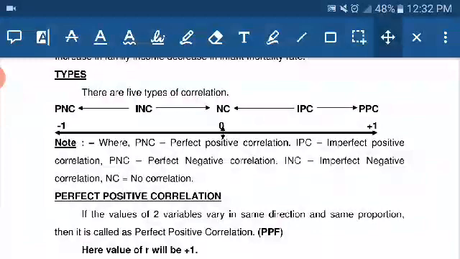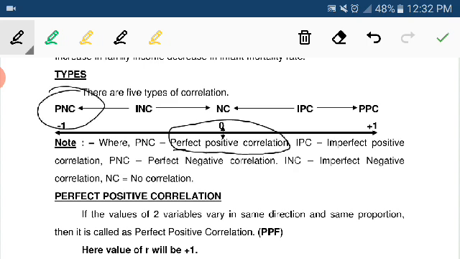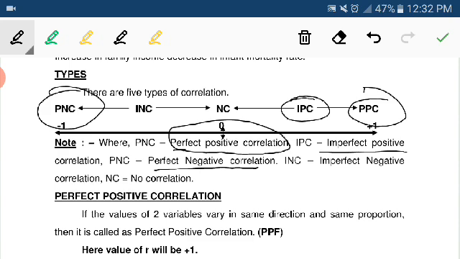There are five types of correlation. PPC means perfect positive correlation, then IPC is imperfect positive correlation, NC means no correlation, then imperfect negative correlation, and PNC is perfect negative correlation.